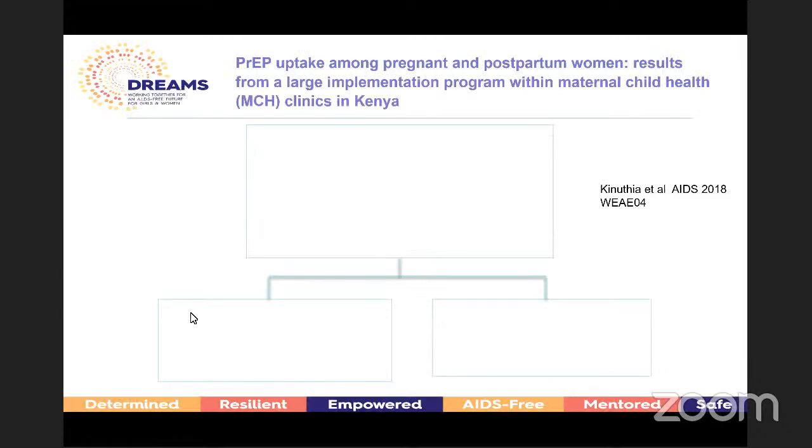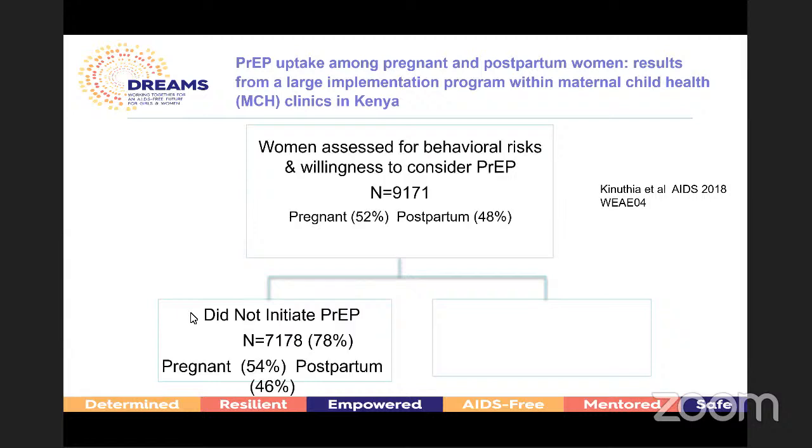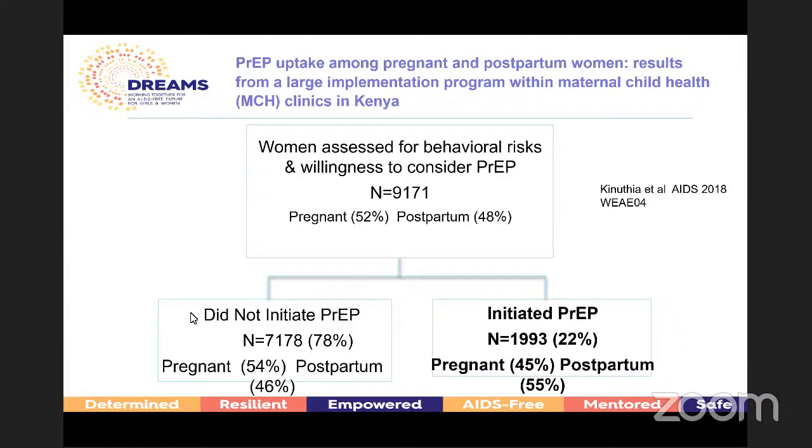One of the key things that has been done by others, I'm not involved with this team but I know the team, is integrating PrEP among postpartum women in MCH. About 9,000 women who were pregnant and postpartum were offered PrEP, and you can see that 22% of them initiated PrEP, meaning that they were at high risk of HIV, because PrEP is not for everyone. It's only for those at increased risk of HIV. And if almost 2,000 initiated, you are probably preventing over 1,000 HIV acquisitions.